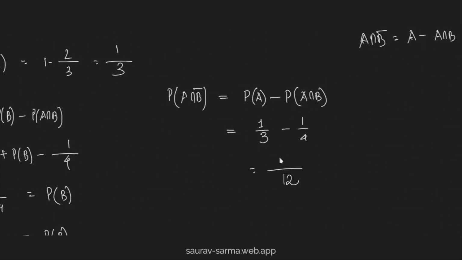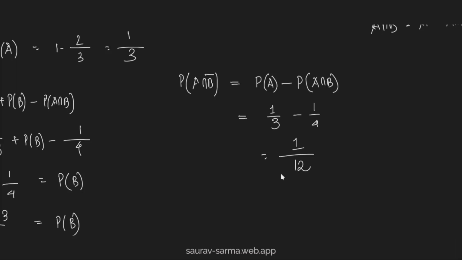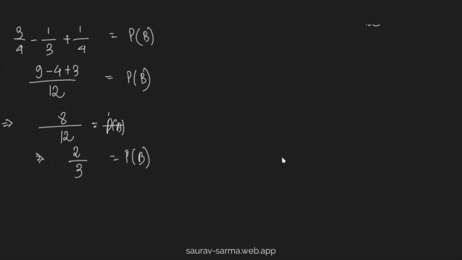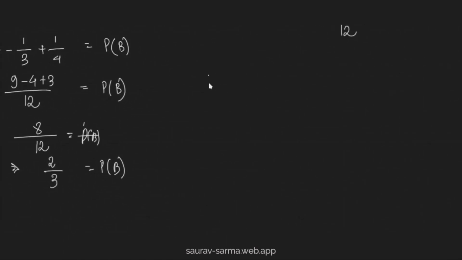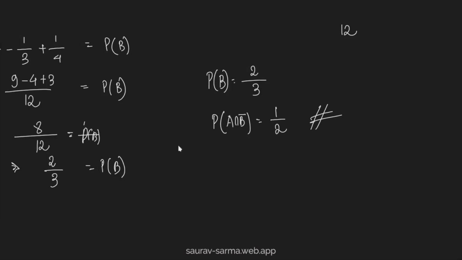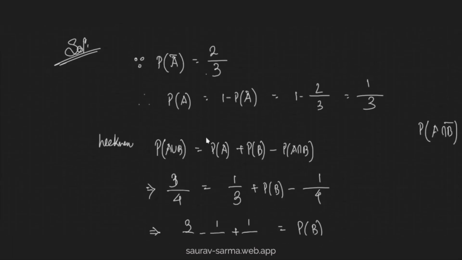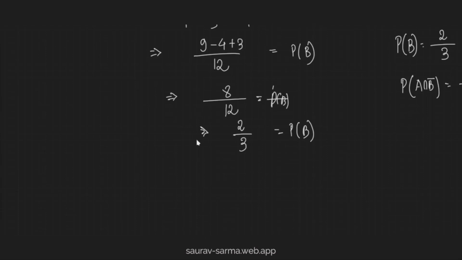So it's 1/12. So the values are 2/3 and 1/12, right? So ami required answer ki hol, probability of B is 2/3, probability of A intersection B bar is 1/12, right? Ekita hol tomar. This one is our 6th example. The next example is example 7.